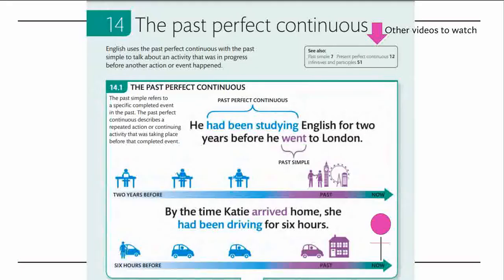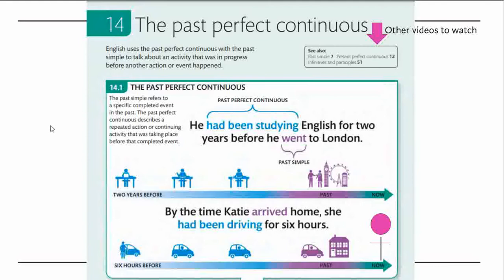The past perfect continuous tense. First of all, let us understand what the past perfect continuous tense is, how it is constructed, and what it means when we use it. English uses the past perfect continuous with the past simple, that means simple past tense, to talk about an activity that was in progress before another action or event happened.